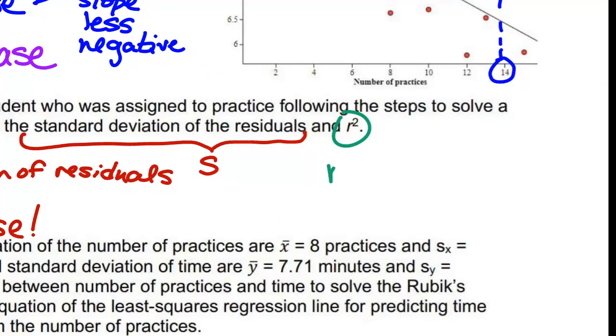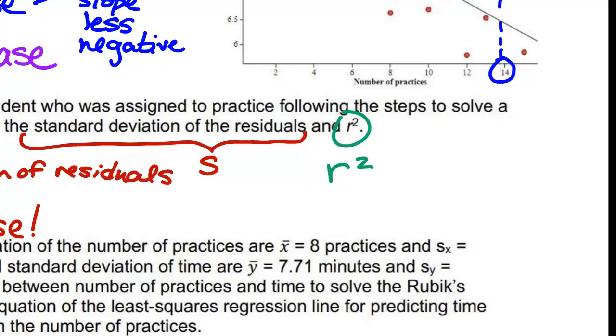What about for r squared? What does r squared describe again? Yes. How much of the difference, the variation in our y variable, is because of changes in our x variable? Sorry, that zoomed way in. There we go, that's better. So how much of the time in minutes is attributed to the number of practices as represented by this least squares regression line?